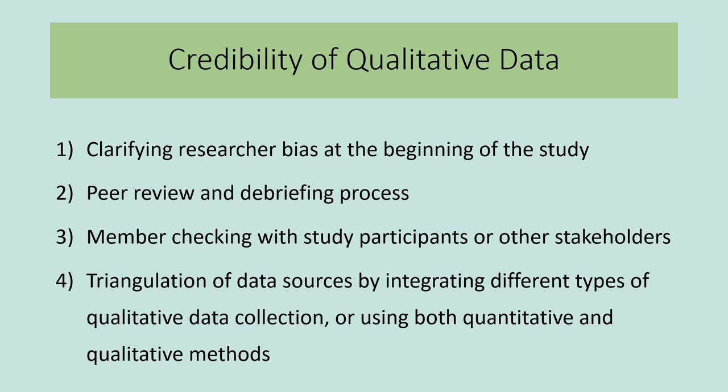A fourth strategy is the use of triangulation, which means using multiple sources of qualitative data to inform results and interpretations. For instance, combining interviews and observations, or interviews and focus groups, or triangulation can also mean integrating quantitative and qualitative data into one study in order to improve our understanding of a topic.